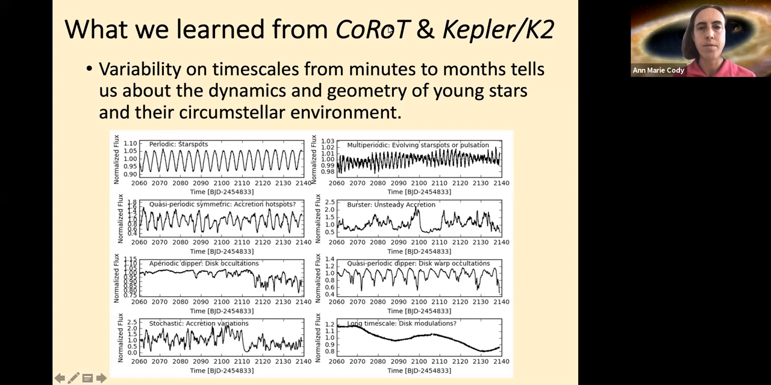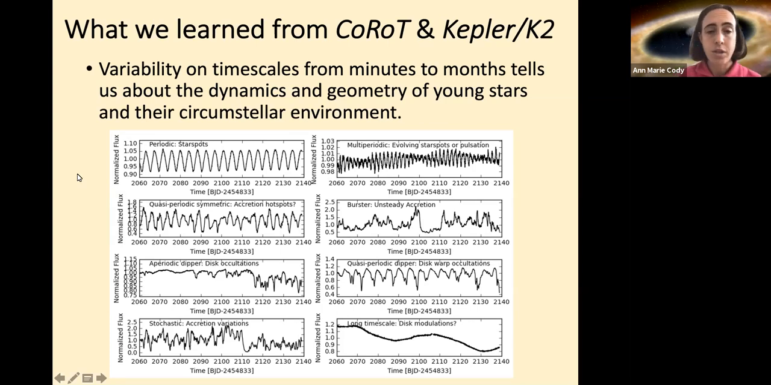Those include observatories like Corot, which was a French mission, and the Kepler K2 mission, which together observed hundreds of mostly low mass young stars. So we're talking about the T Tauri stars here. What we found was variability on a wide variety of timescales, from minutes to months, which was the duration of the observations. They are variable on longer timescales as well. This variability tells us about the dynamics and geometry of young stars and their circumstellar environment.